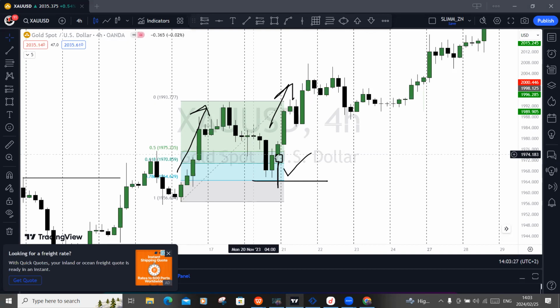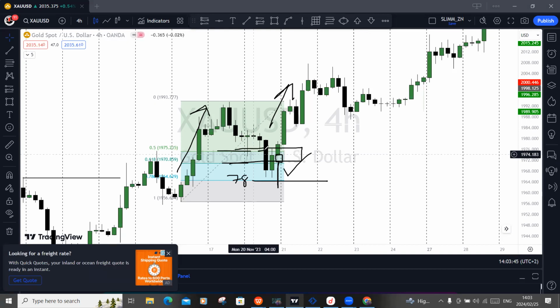But however, this is still a valid setup because your price is reacting off the 50 and 61 level. Again, take note, sometimes price will come to this, what level is that, 78. This would be the worst case scenario, but the sweet spot is this area here.